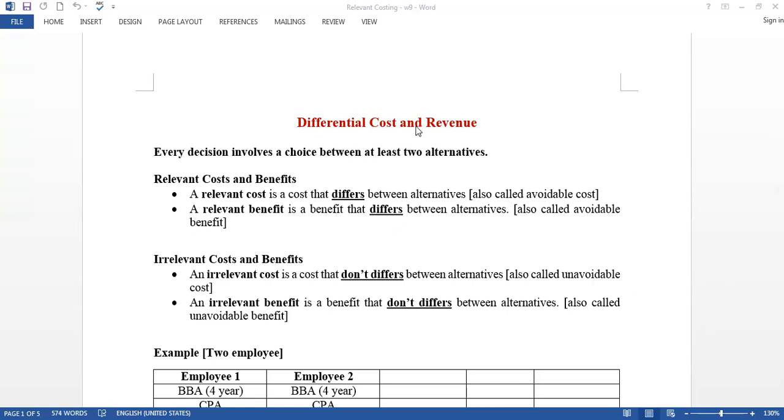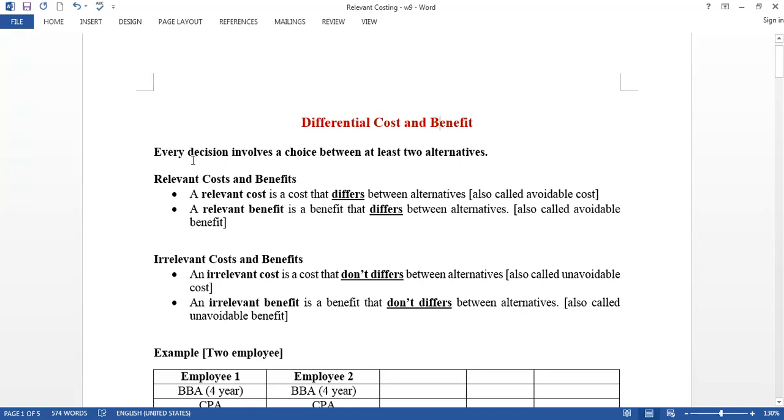Hello everyone. So today we are going to solve two questions from our new chapter. And the title of this chapter is Differential Cost and Revenue, or we can say Differential Cost and Benefit. So it is important to understand some keywords for this chapter.